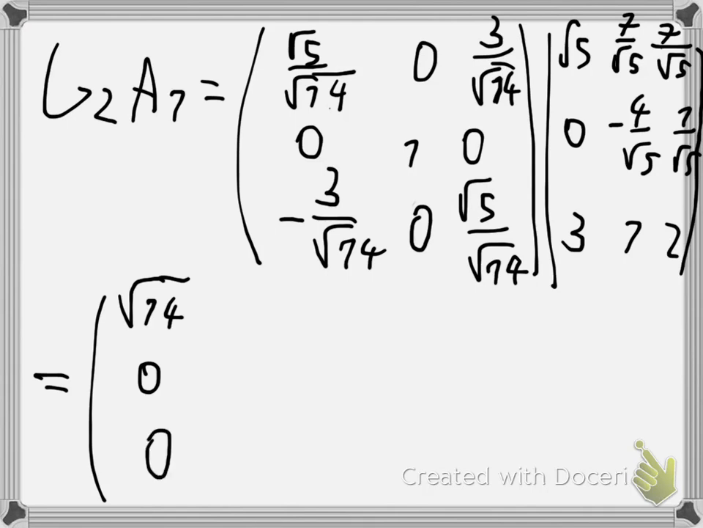Okay, so we get negative 3 times square root of 14 over, negative 3 times square root of 5 over square root of 14 plus 3 times square root of 5 over square root of 14. Okay, so we just get 0. Then we get 10 over square root of 14.